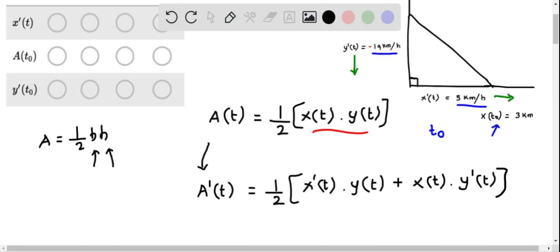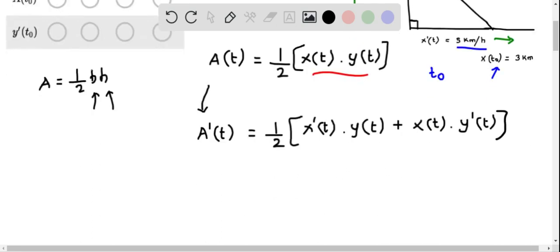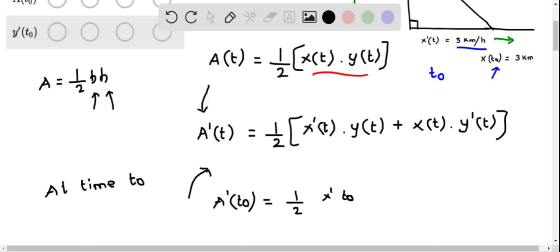And since we have to determine the rate of change of area at time t naught, we can replace all the t's with t naught. So therefore this becomes A prime of t naught, and this equals half of x prime of t naught times y of t naught, in the square bracket, plus x of t naught times y prime of t naught.